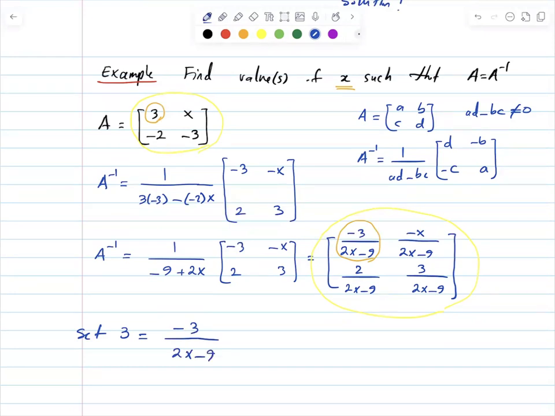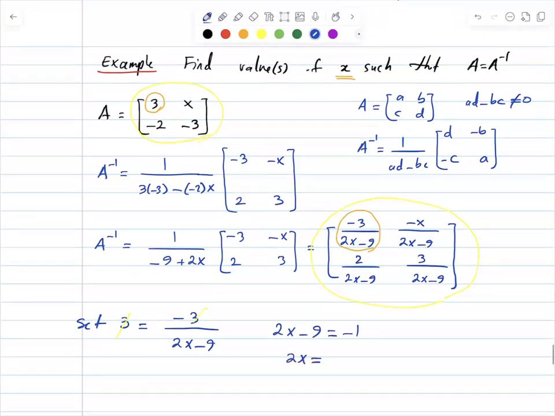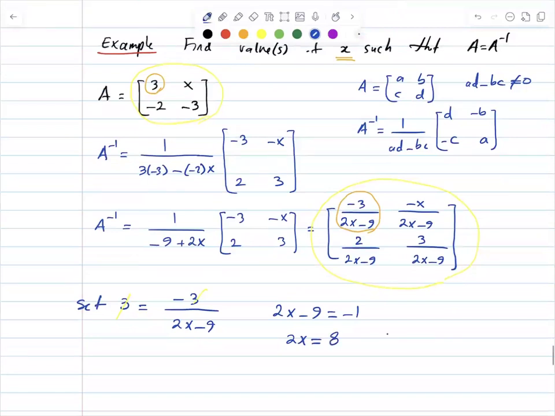Here you can cancel out 3 and 3. You end up with 2x minus 9 equals negative 1. So 2x is equal to 9 minus 1, which is 8. So x is 4. It doesn't matter which entries you set equal to each other, right?